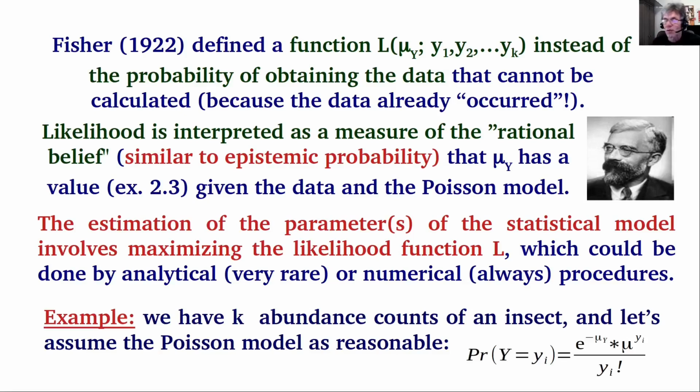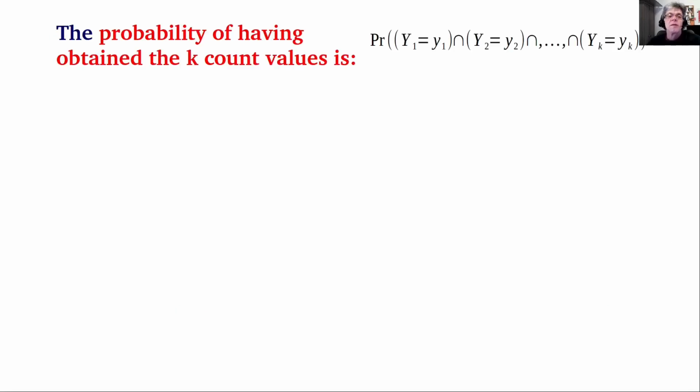In this case, the Poisson model has one parameter, the parameter mu, the mean of these counts. Once we know the value of the parameter mu, we can predict the probability of observing each of the possible count values that we have observed. So the probability of having obtained the k count variables is the probability of observing the count lowercase y1 for the first value, and the probability of observing lowercase y2 for the second value, and the probability of observing the kth count for the k value.